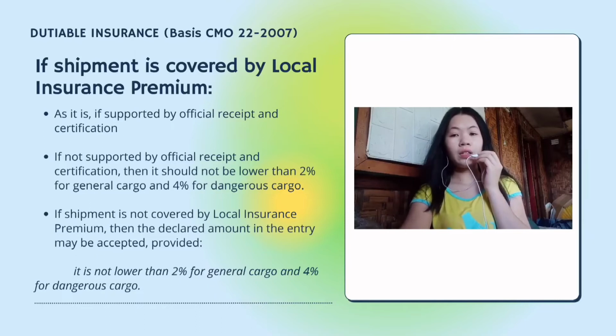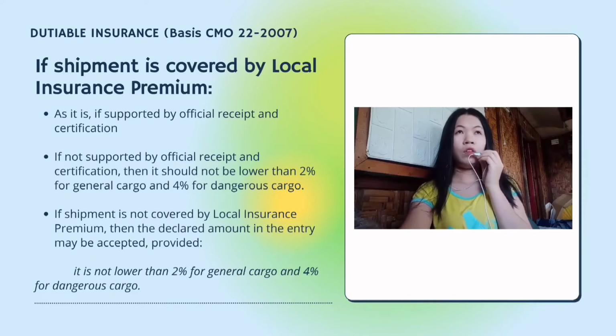So first we have as it is if supported by official receipt and certification. So the shipment of goods, especially if it is covered by local insurance, should be supported by official receipt and certification. So the next one is if not supported by official receipt and certification, then it should not be lower than 2% for general cargo and 4% for dangerous cargo.